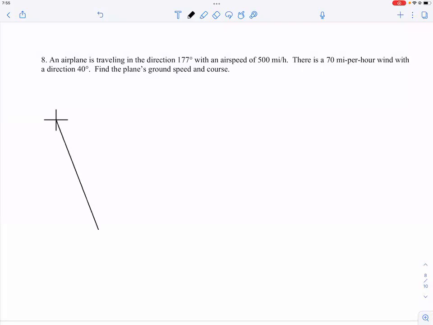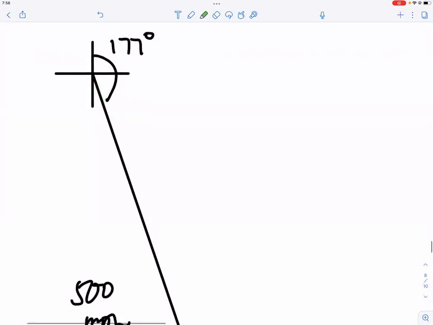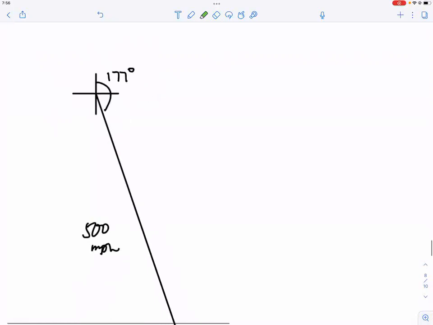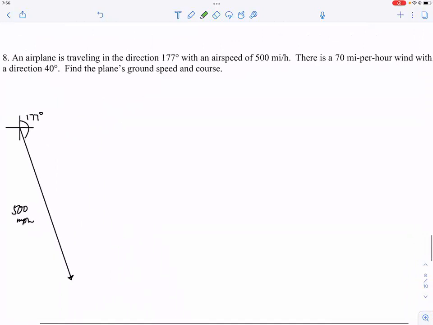Okay, we'll draw this first vector. That's the airspeed. It will be 177 degrees, and that will be 500 miles per hour. And just out of curiosity, can you tell this little tiny angle? This tiny angle is 3 degrees, because 180 minus 177 is 3 degrees. Is it useful? Oh no, but it's something we can tell easily.